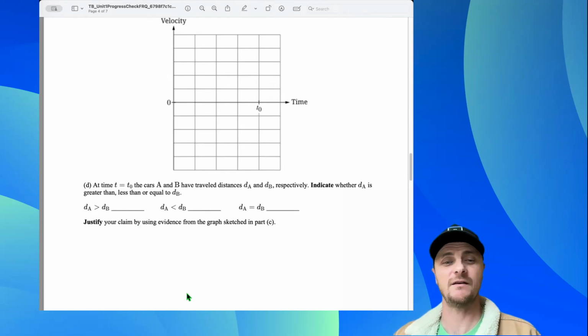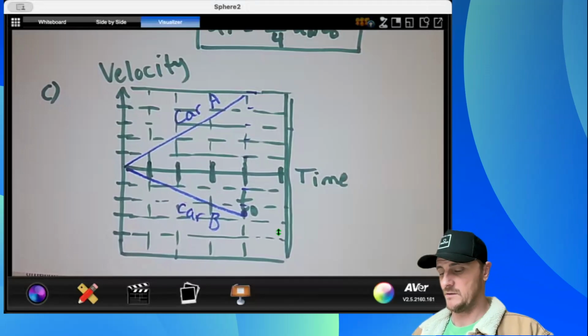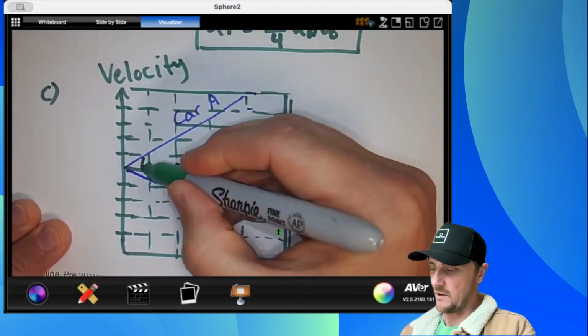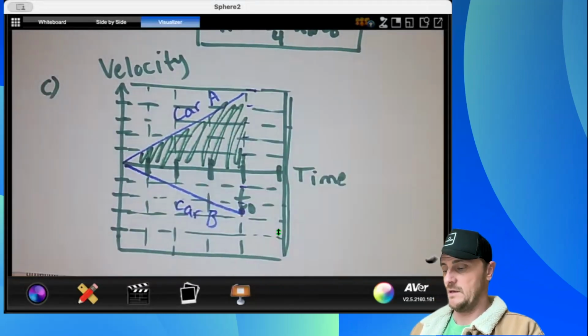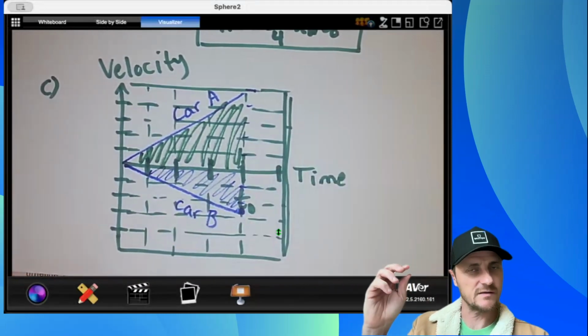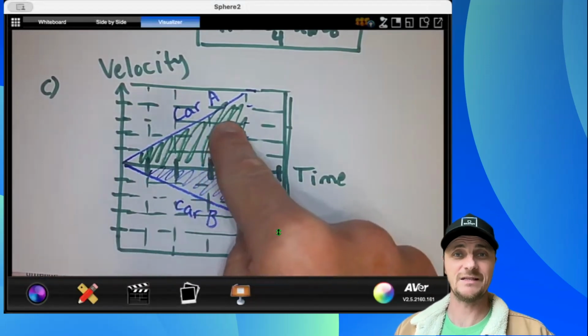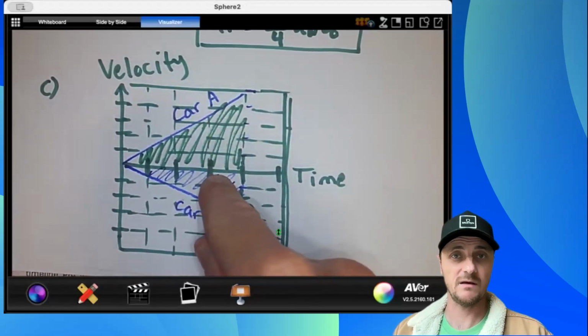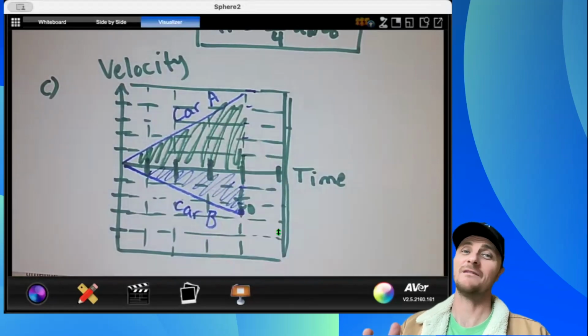And how would you justify it? Well, going over to my graph again, I can easily justify it because the area under a curve is the displacement that you go. And in this case, we're saying distance. So the area under the curve for car A is all of that stuff that I just shaded. That's a much bigger area than this shaded area for car B. So after I check the box that car A went further than car B, I would simply say the area under the curve for car A is bigger than the area under the curve for car B. Since the area under the curve is the distance, car A goes further than car B. That's all you got to say.